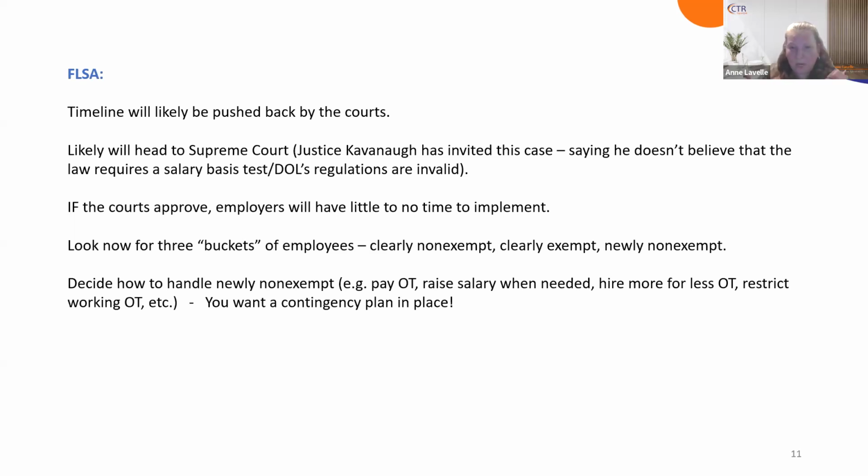Obviously, CTR sells products that keep time, but from a legal perspective, there's no requirement that you must use a punch clock or a computer system or whatever. It just has to be an accurate record of the person's time. What I would caution you about is a couple of things.